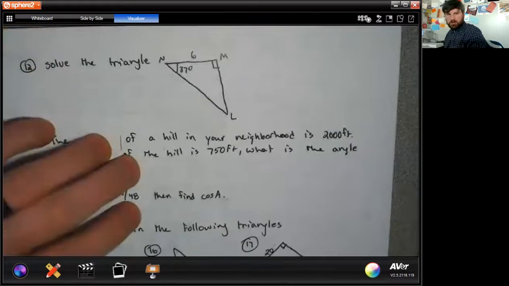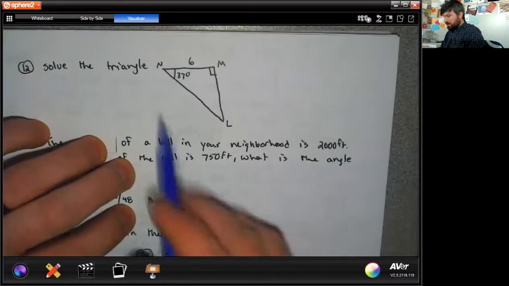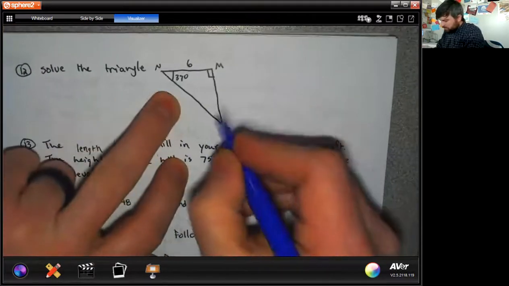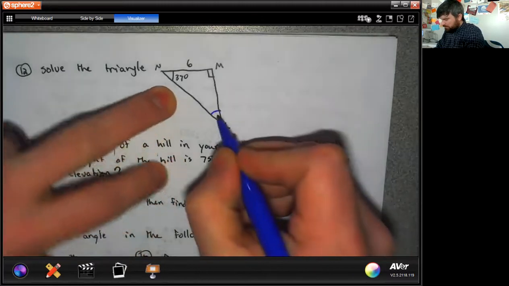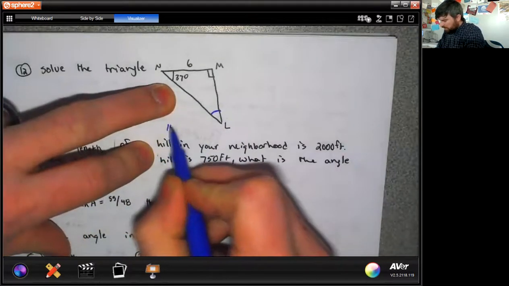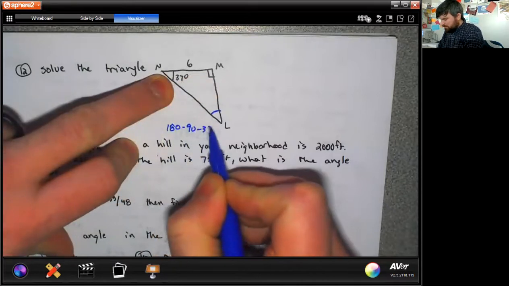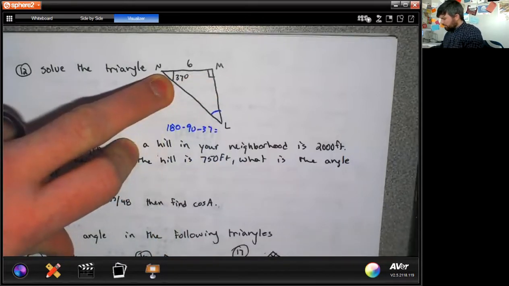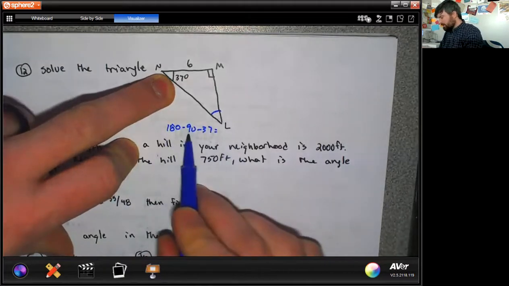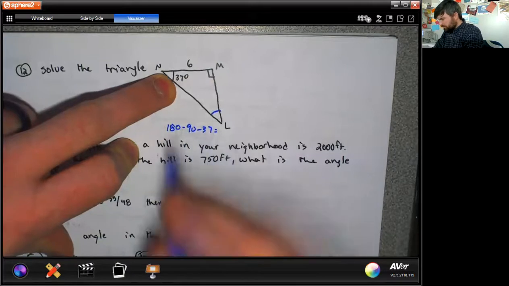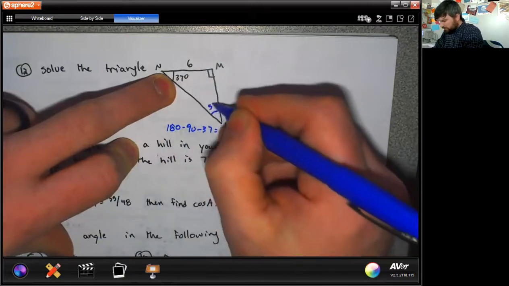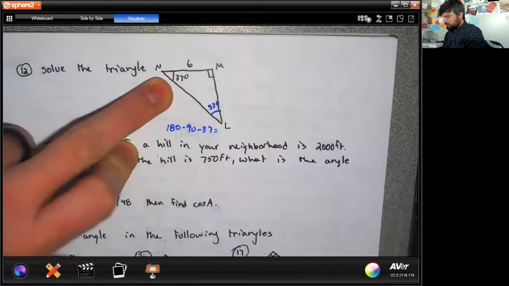Okay, here we're solving the triangle. So I need to find all the angles and all the sides. So I'm gonna find this angle right here first. That would be 180 minus 90 from that angle, minus 37. So 180 minus 90 is 90. 90 minus 37 is 53. So this angle right there is 53 degrees.